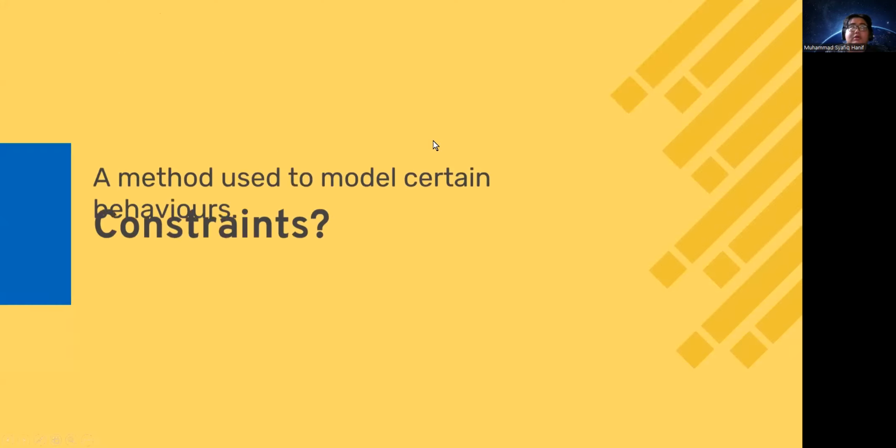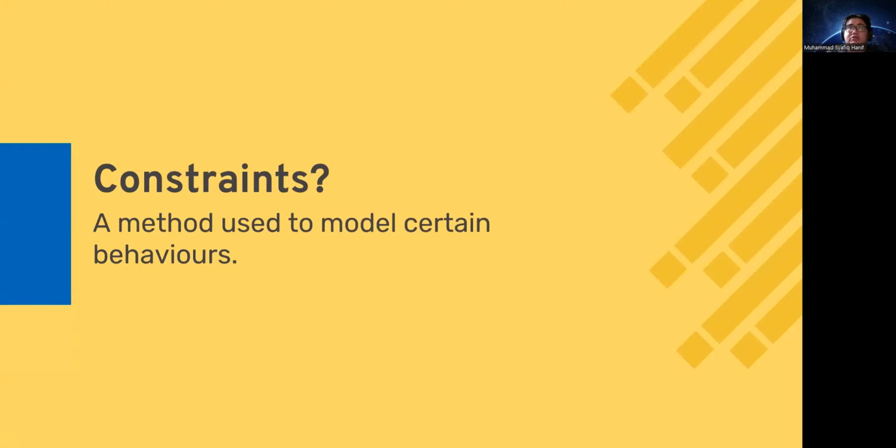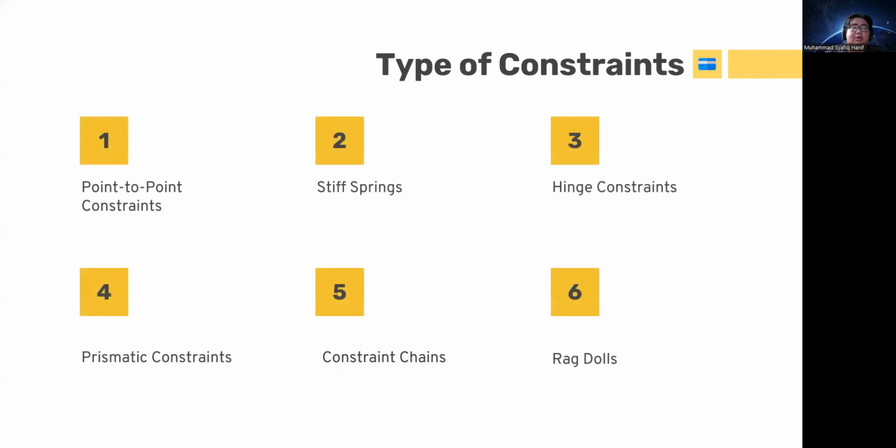First is constraint. It is a method used to model certain behaviors inside a game. Then we have six constraints, which are first, point to point constraint, stiff spring constraint, rod constraint. The third one is a hinge constraint, a prismatic constraint, a constraint chain, and also ragdolls.